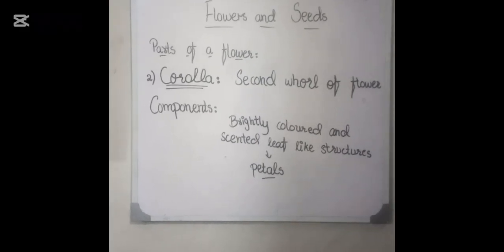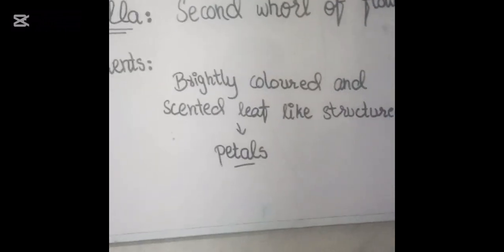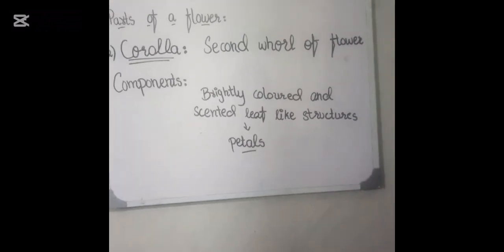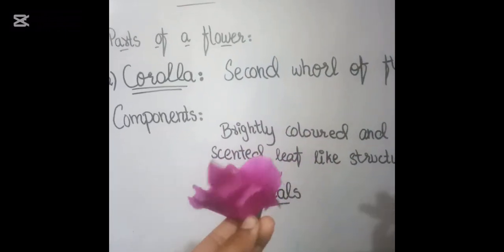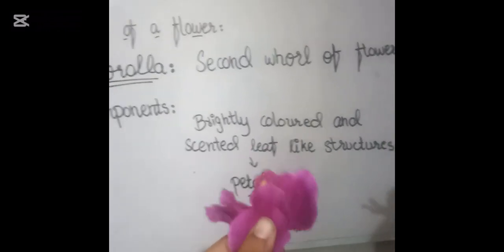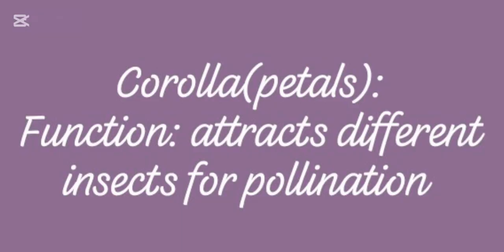Okay, so the second whorl of a flower is called corolla. So corolla consists of brightly colored and scented leaf-like structures called petals. So if we have a flower and we see the flower, so flower has petals. Yes, so these are the petals of a flower. So these are the brightly colored and scented leaf-like structures, and these include in the corolla. So the function of the corolla is that it helps to attract different insects for pollination.